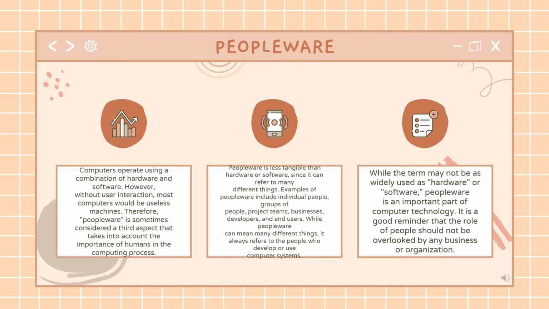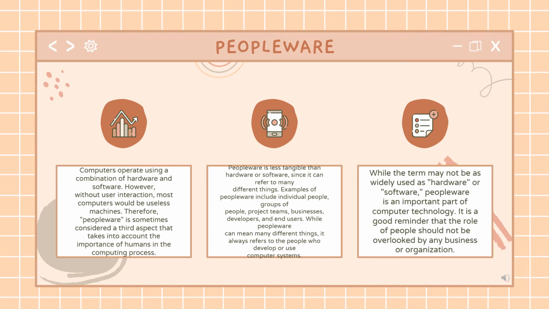Peopleware. Computers operate using a combination of hardware and software. However, without user interaction, most computers would be useless machines. Therefore, peopleware is sometimes considered a third aspect that takes into account the importance of humans in the computing process. Peopleware is less tangible than hardware or software, since it can refer to many different things. Examples of peopleware include individual people, groups of people, project teams, business developers, and end users.